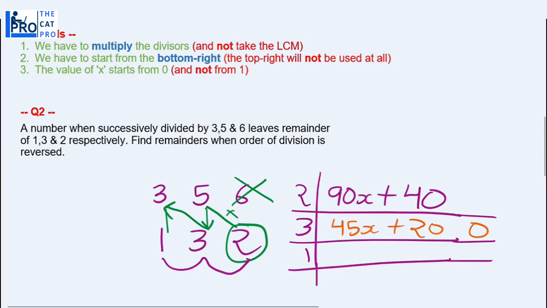Then when I divide this by 3, what do I get? 15x plus 6. 3 sixes are 18. My remainder will be 2. And when I divide this by 1, I'll get the same thing, 15x plus 6, and my remainder will be 0. So my remainders are 0, 2 and 0 when the order of division is reversed.